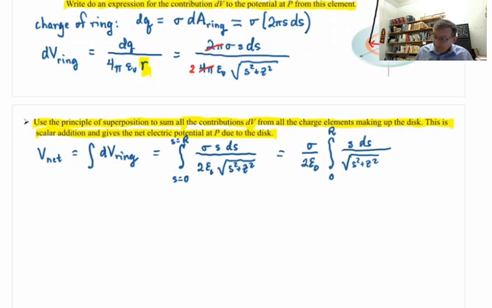Well, it turns out this one can be done with a u substitution. So let's just go ahead and do it. Let u equal s squared plus z squared. Then du is 2s ds. I think of z as a constant as far as the integral is concerned, because for every ring, the particular distance labeled z is no different. It's the same for all of them.